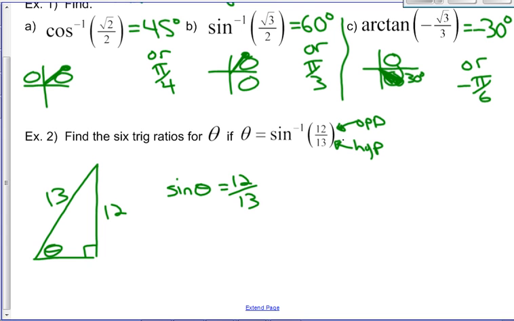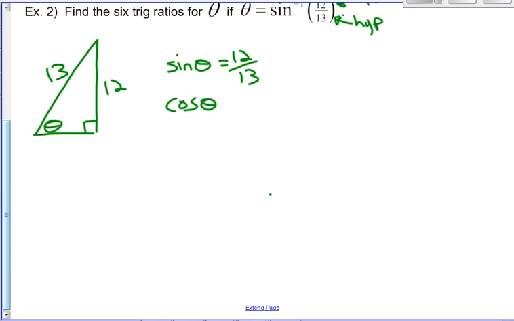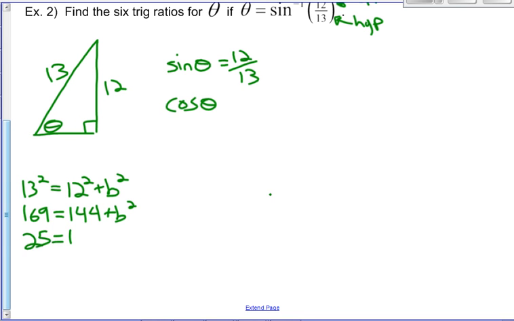If I want to find the cosine of theta, then I've got to go ahead and find the remaining side. Now, it shouldn't be a big deal for us to find that remaining side. We just need to use Pythagorean theorem. So we'd say 13 squared equals 12 squared plus, I don't know, let's call this b squared. So 169 equals 144 plus b squared. 25 equals b squared. Or b is 5. There's the triangle, all completed.